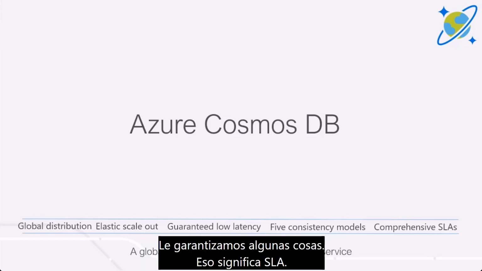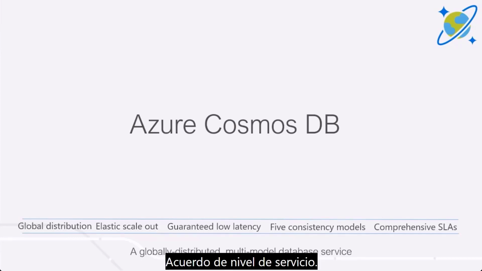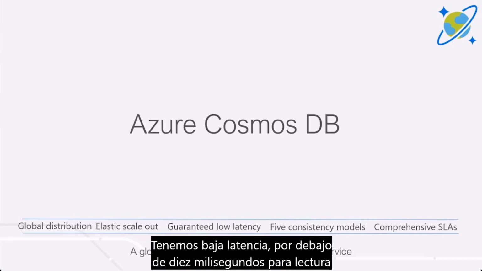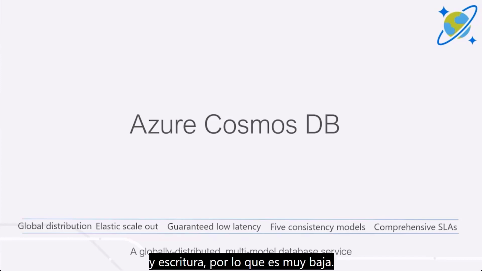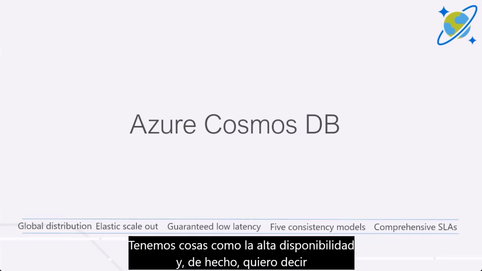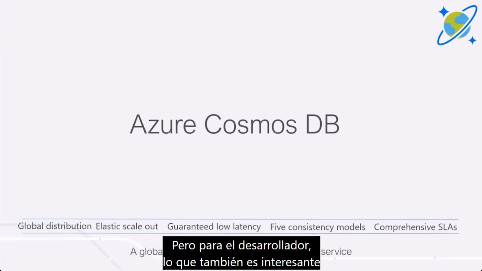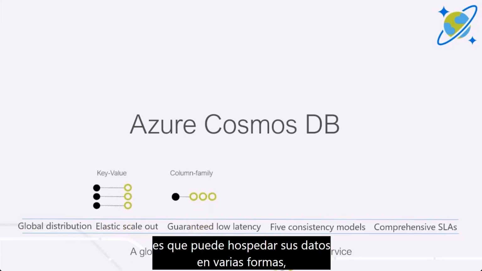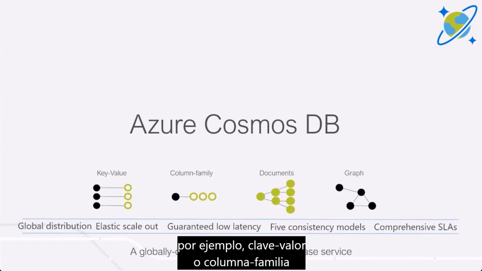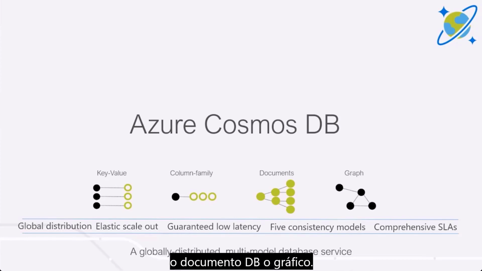We guarantee a few things. This is what SLA means, service level agreement. We have things like low latency, below 10 milliseconds for read and for write, so it is very low. We have things like high availability, and in fact, I want to say very high availability, 99.999%. But for the developer, what's also interesting is that you can host your data in multiple shapes. For example, key value, or column family, or document DB, or graph.